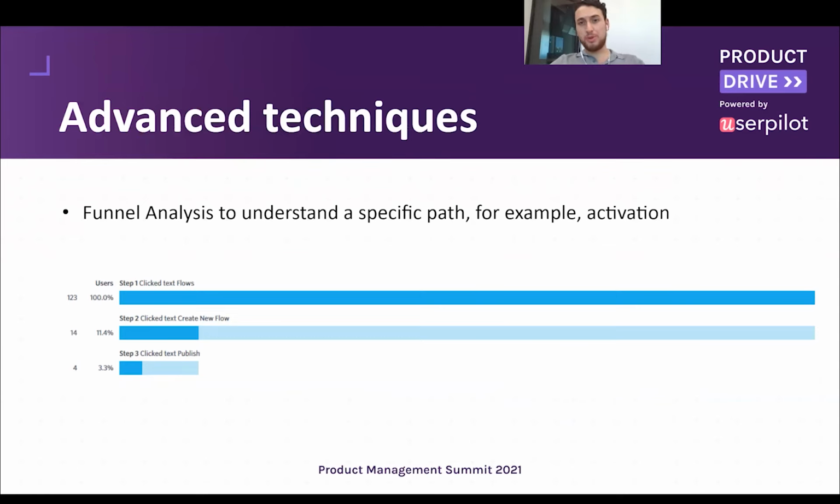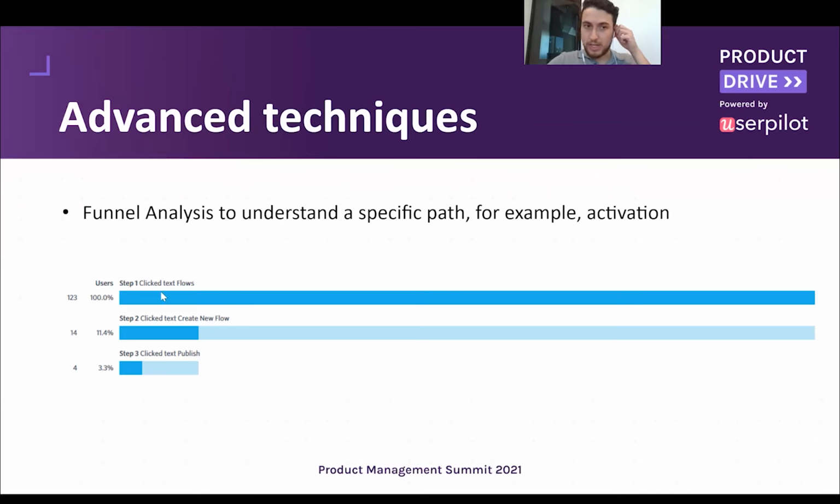You can also use a couple of advanced techniques to zoom in on specific actions. I would use it, for example, for activation. So let's say your activation, as we said earlier, is: step one, they do an action. Step two, they have to do another action. Step three, that's your activation. You can look at all three and put them in a funnel. That's basically what funnel analysis is.